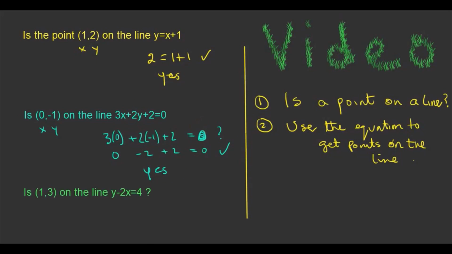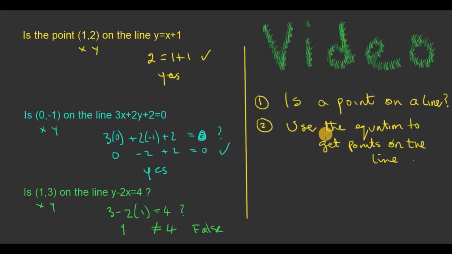Let's look at one more example. All right, let's see if this is true. Is 1, 3 on the line y minus 2x equals 4? Again, a slightly different format of line, but still the same thing. This is x, this is y. Plug them in. So x is equal to 1, y is equal to 3. So we'll start off with the 3 minus 2 times, well, x is equal to 1. Is that equal to 4? 3 minus 2 is equal to 1, and 1 is not equal to 4. Okay, so therefore it's false, not true.